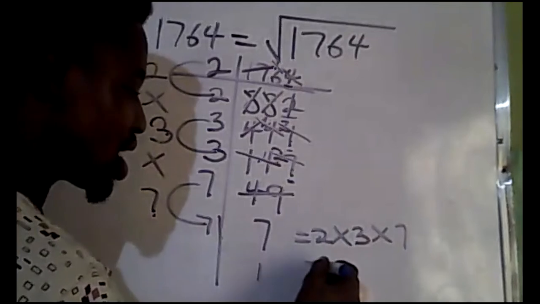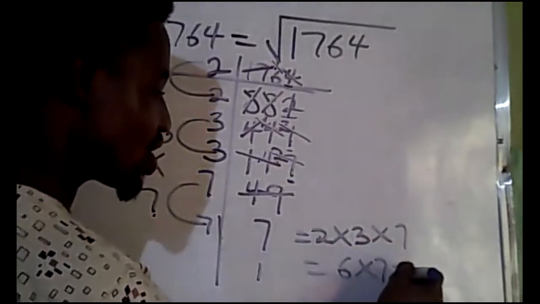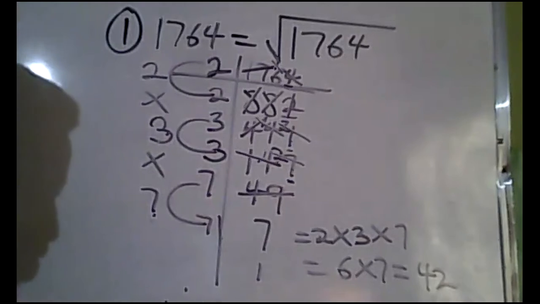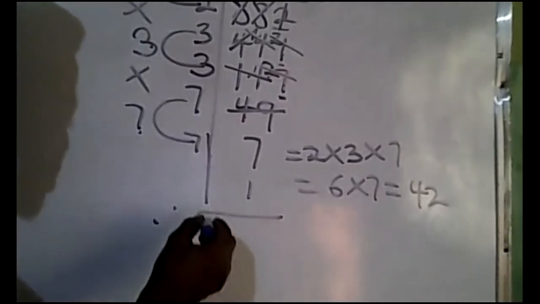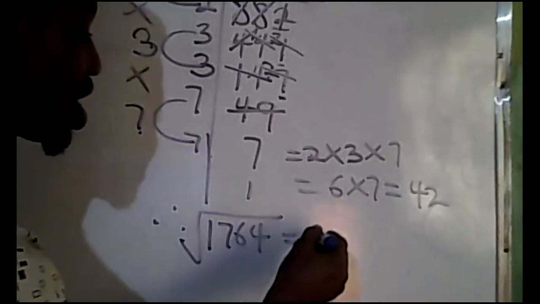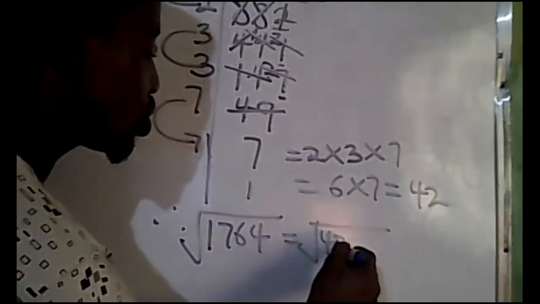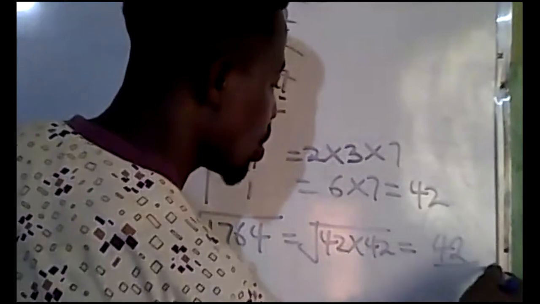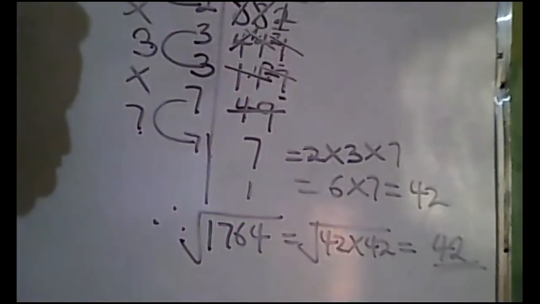So 2 times 3 is 6. 6 times 7 is 42. Therefore, you now conclude right here. Let me adjust the slide so you can see what I'm doing. So you say the square root of 1,764 is 42 times 42, which gives you 42. That is your answer. Very simple, right?